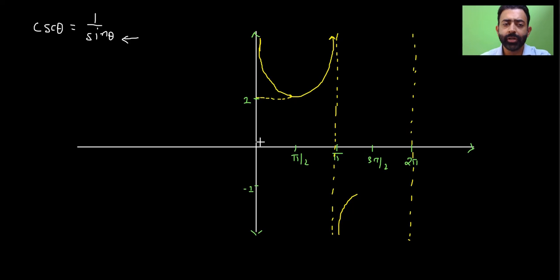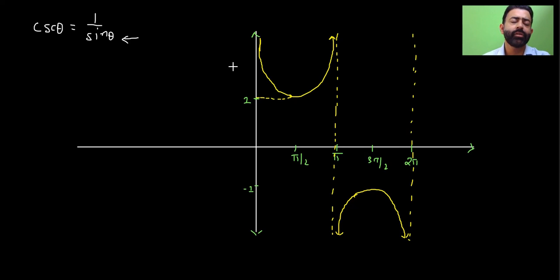At theta equal to 3 pi by 2, sin 3 pi by 2 is minus 1, so cosec theta will be minus 1. It will decrease, and again after 3 pi by 2 it will increase and approach minus infinity here, because in the third and fourth quadrant sin theta is negative, so cosec theta will always remain negative. So from 0 to 2 pi, this is the graph for cosec theta.